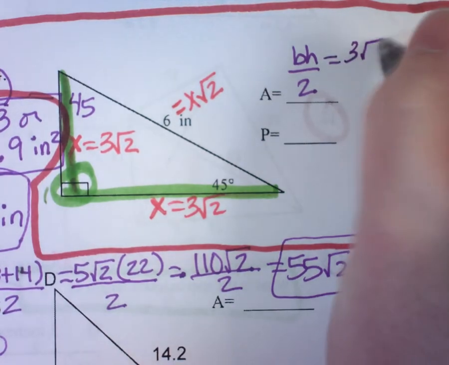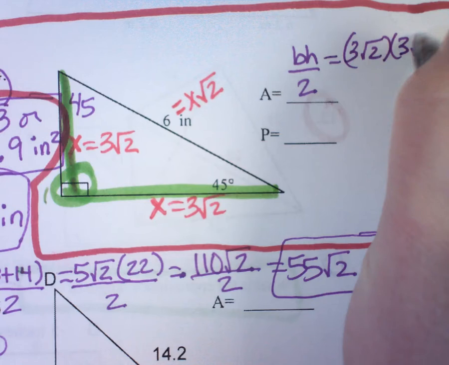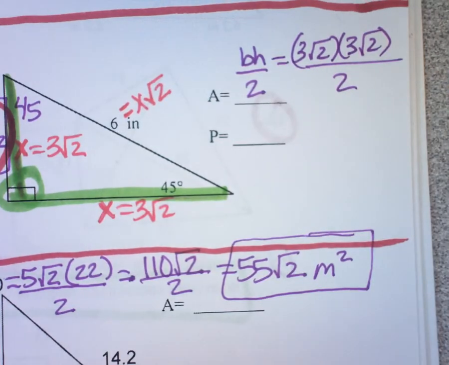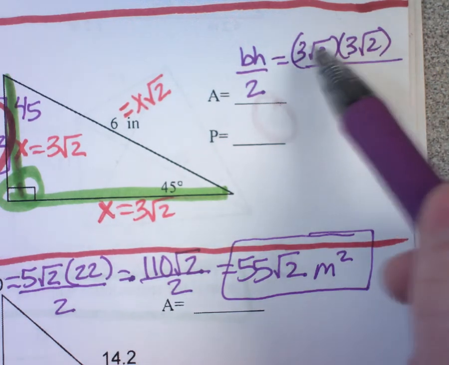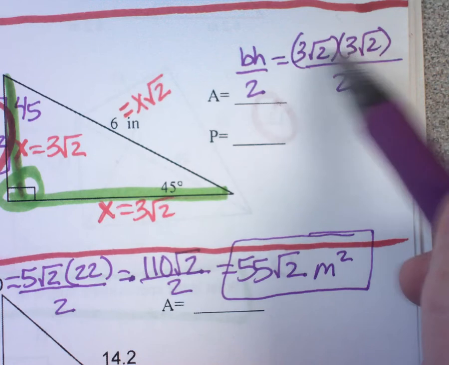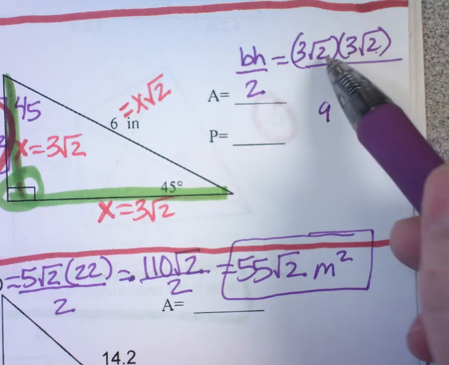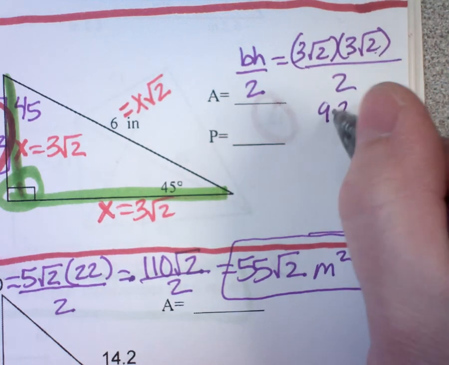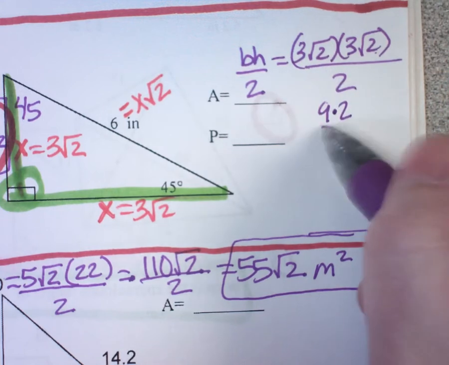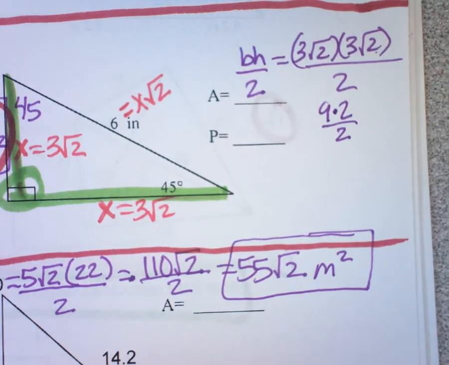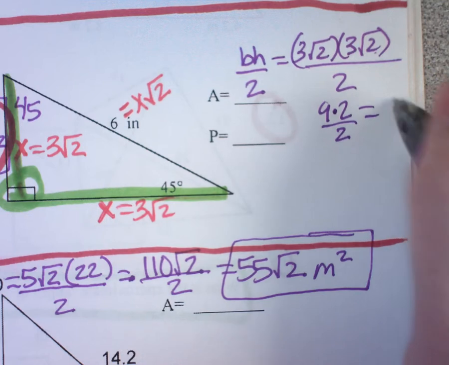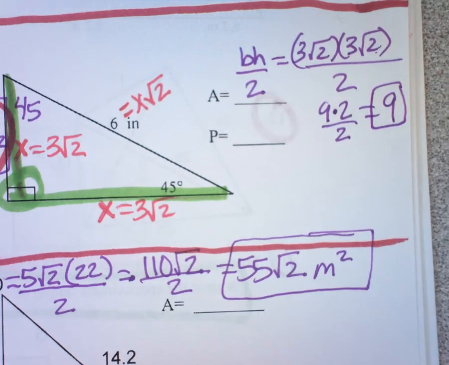So I'm going to take 3 square root of 2 times 3 square root of 2 over 2. Okay. In the numerator, I'm going to multiply the outside numbers first. So what's 3 times 3? 9. Then I'm going to multiply the square roots of 2. What's square root of 2 times square root of 2? Just a 2. So I've got a 9 times 2. And then I have the over 2. It'd be 18 over 2, which would be a 9. And that's the area of this triangle.